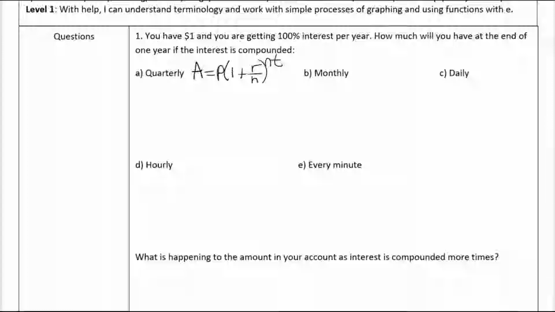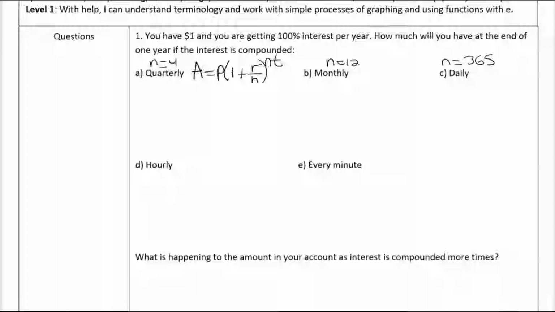So in order to do the quarterly, well, n is equal to 4, right? And monthly, n is equal to 12. Daily, well, you have n is equal to 365. You're compounding it that many times in 1 year.